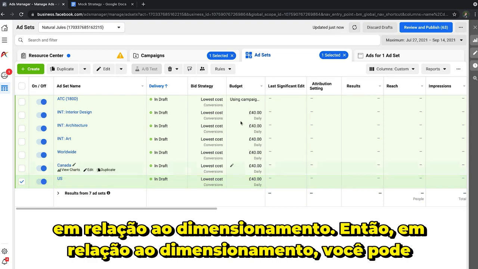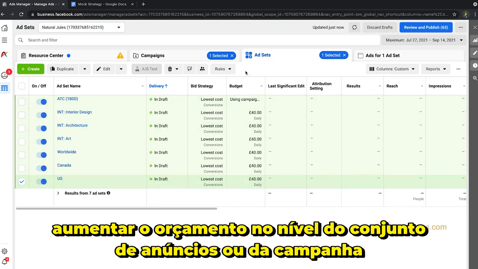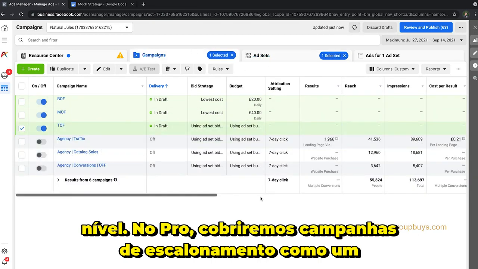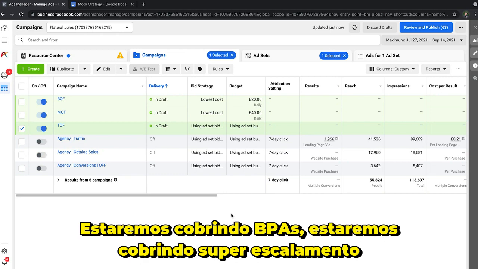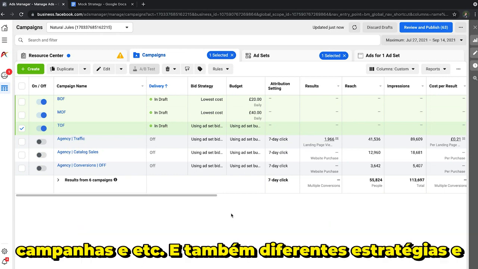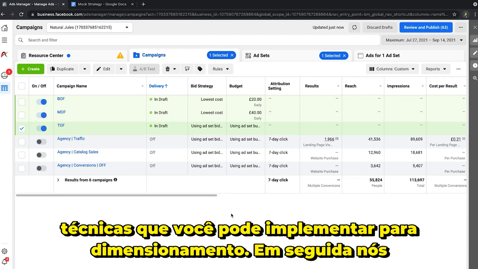So in regards to scaling, you can increase the budget on the ad set level or the campaign level. In Pro, we'll be covering scaling campaigns as a whole. So that means creating entire campaigns for scaling. We'll be covering BPAs, we'll be covering super scaling campaigns, and etc. And also different strategies and techniques that you can implement for scaling.